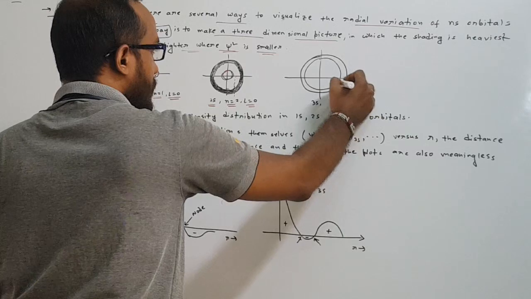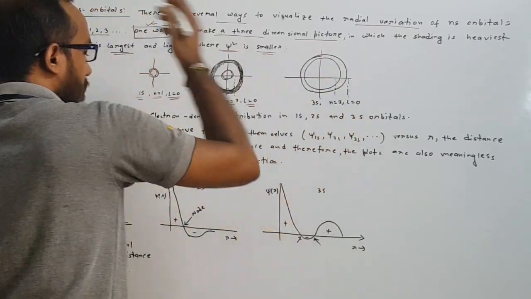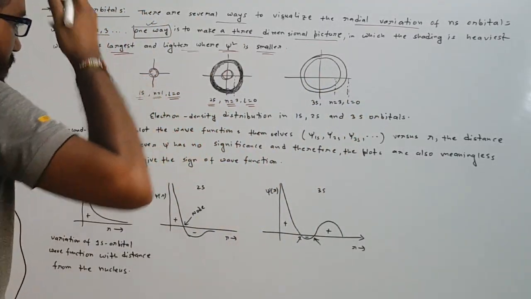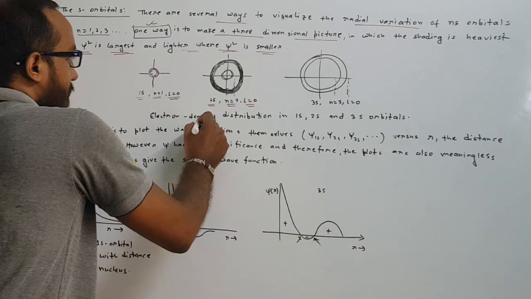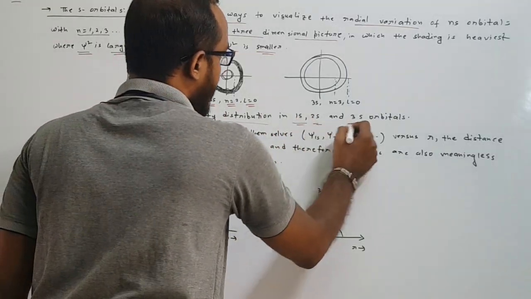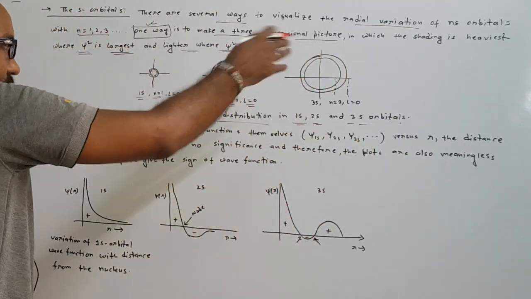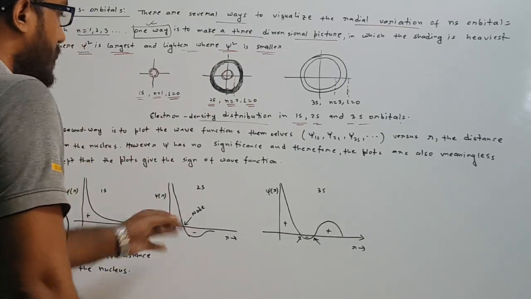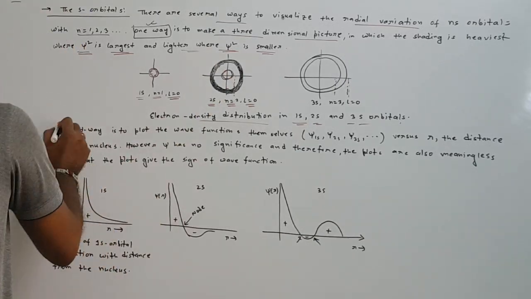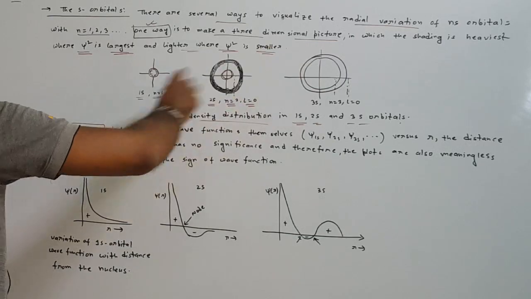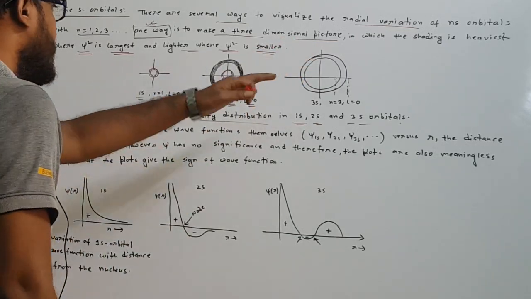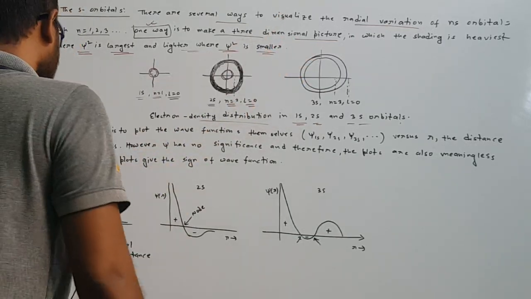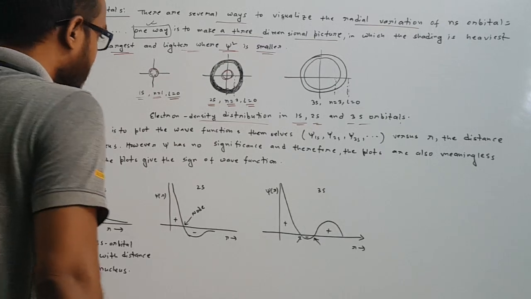So we have two nodes where electron cannot be found. So this is the electron density distribution of 1s, 2s and 3s orbital. If you draw the 4s orbital also, it will have three nodes where electron cannot be found. This is our first way of showing the distribution of electron, that is, where the electron can lie.